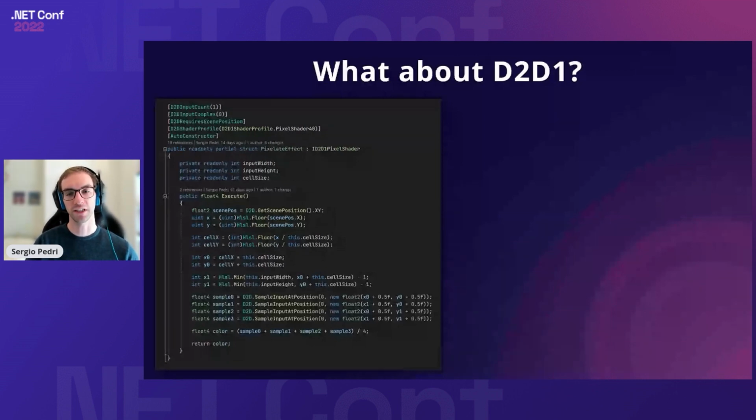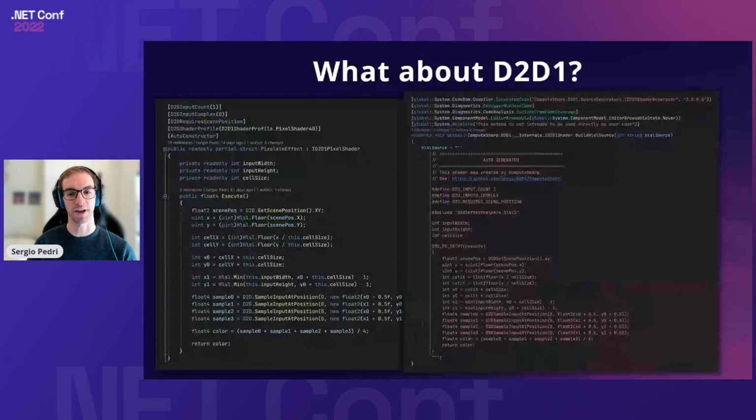And now if we look at the generated HLSL shader for this shader type, you can see how all of these intrinsics and all of these annotations closely match the actual D2D1 pixel shader that can be compiled and run on the GPU. And so you can see how ComputeSharp takes care of rewriting all of these annotations and all of the intrinsics to be a real D2D1 pixel shader behind the scenes.